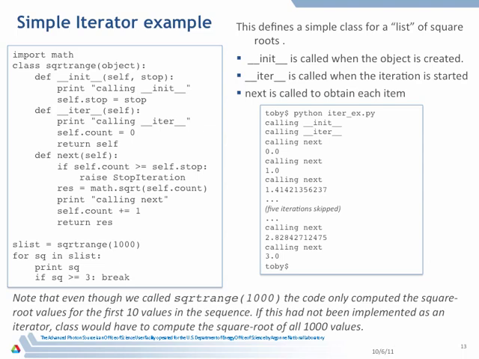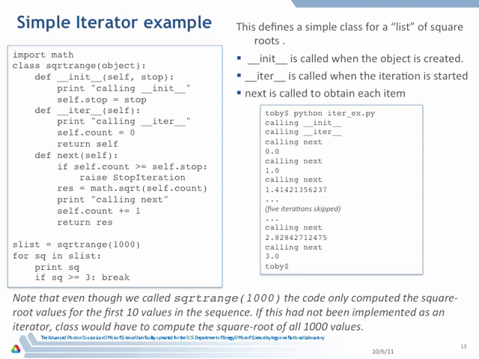So let's set up a very simple class that generates. We've seen range. Range generates a bunch of numbers. We're going to set up something called SquareRootRange, and this generates a bunch of square roots for us. When we initialize it, we're going to give it a stop value, and we'll print out calling init just so that we see that value, and we'll save that value that it gets called with as self.stop.